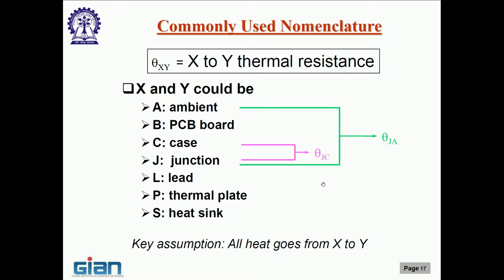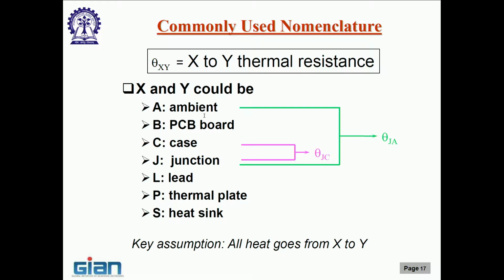Okay. So, x and y can be anything, any of them can be ambient, in which case we will denote them as A. This is standard nomenclature that is used in the industry. Of course, depending on the company you work for, there may be a little difference from one organization to another, but these are pretty much the list of different temperatures that is considered.